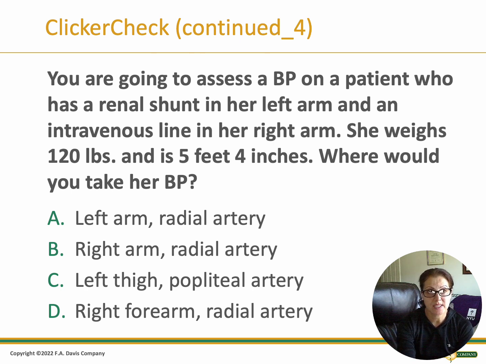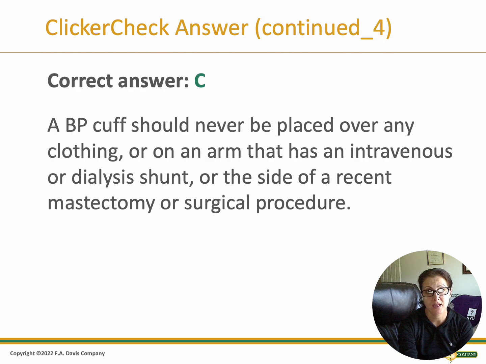So remember, we said if they have a renal shunt or they're on dialysis, we should never take that blood pressure in that arm. And then in their right arm, they seem to have an intravenous line. So we can't take a blood pressure cuff when they have an intravenous line. So that actually eliminates A, it eliminates B, and it also eliminates D. So the correct answer is C.